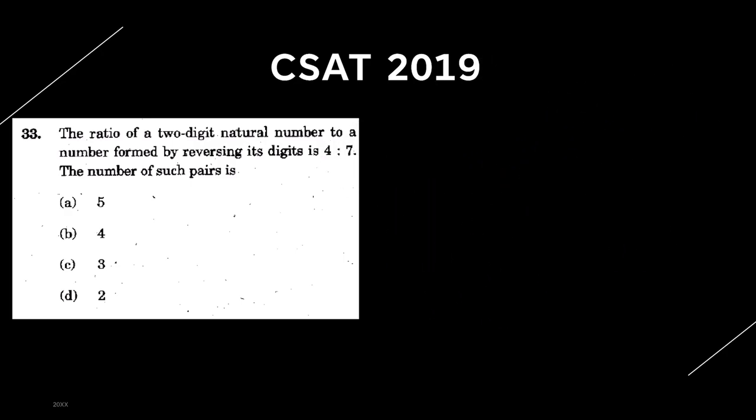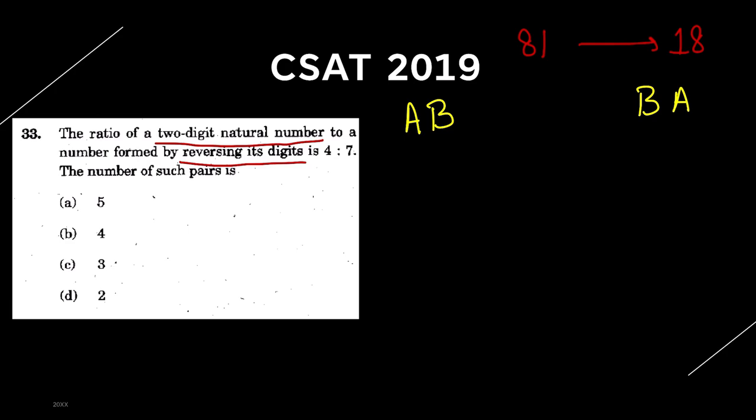Now coming back to the question. Ratio of a 2-digit natural number to a number formed by reversing its digits. A 2-digit natural number is there and there is another number formed by reversing the digits. Like suppose 81 is there, reversing the digits gives 18. So if AB is one number, reversing the digits will make it BA. Now, AB is what? 10A plus B, and BA is what? 10B plus A. That's all you have to know.